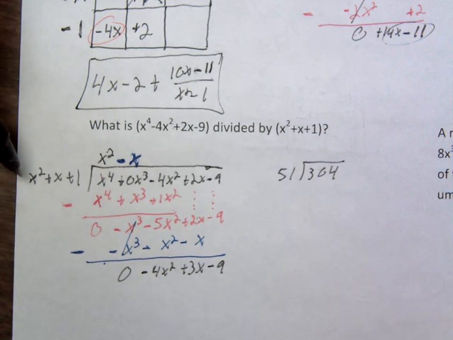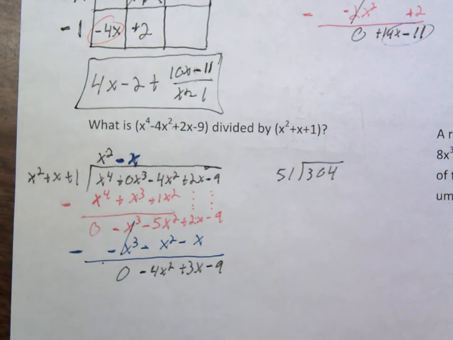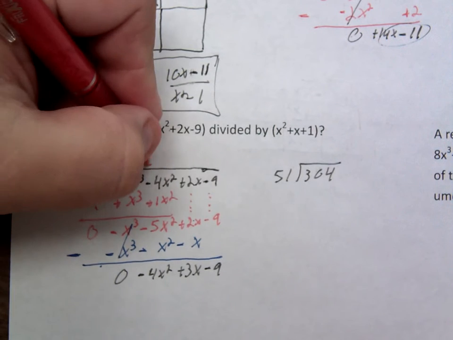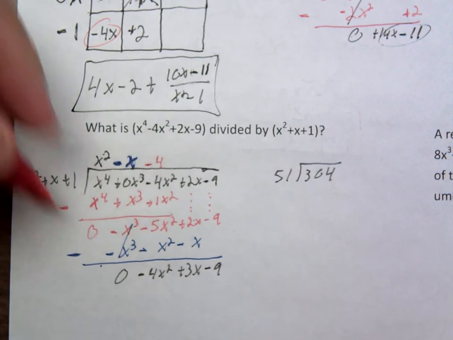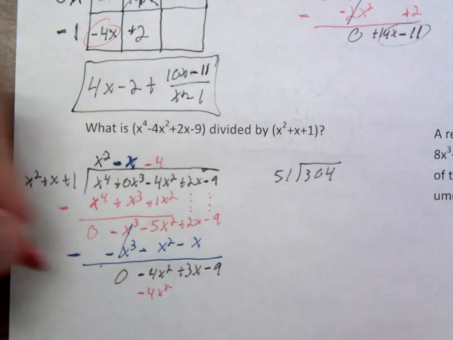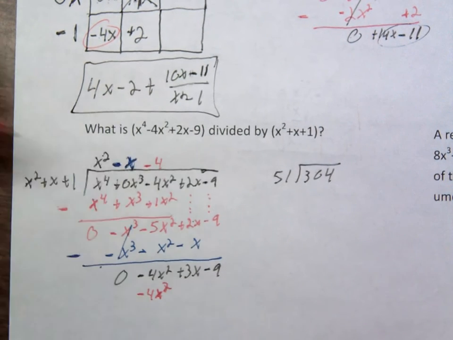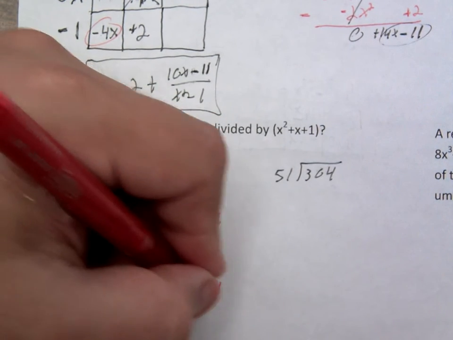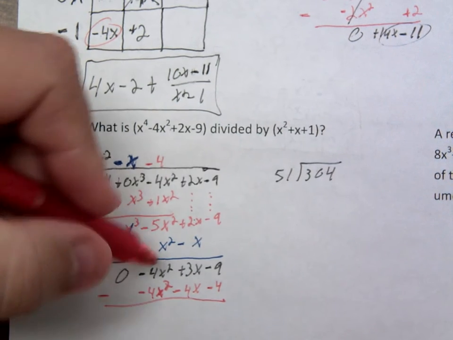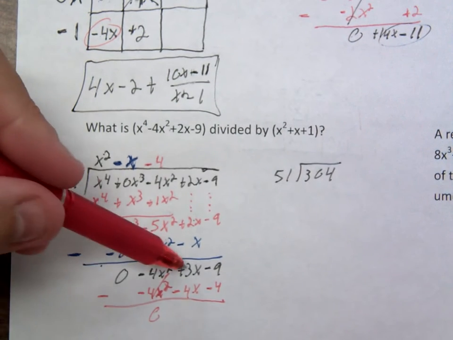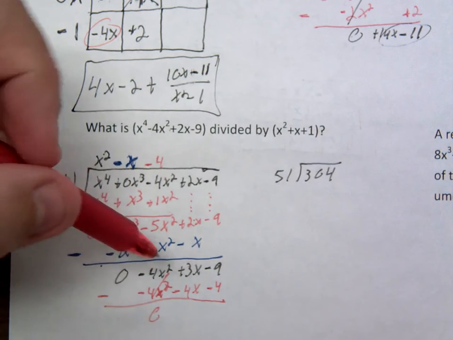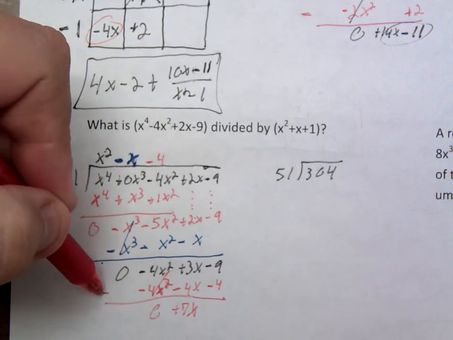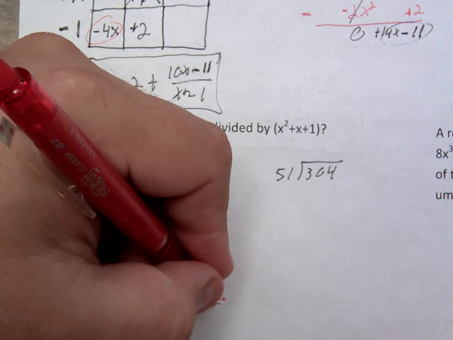All right, great. Next, we have negative 4x squared. To get that, we're going to use a minus 4. Minus 4 times x squared gives me a minus 4x squared, so that cancels out. Negative 4 times x is a negative 4x. Negative 4 times 1 is a negative 4. All right, let's subtract those. So those go to 0 when we subtract. 3 minus negative 4 is the same as 3 adding 4, so that's going to be plus 7x. And negative 9, you're taking away 4 of those negatives, so you're going to be left with negative 5.